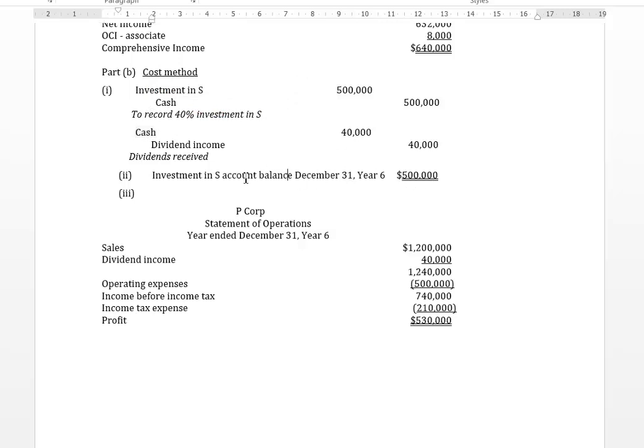Okay. Now the investment in S account balance is what you said it should be based on the fact that we're using the cost model. It stays at cost, right? So now you can see our statement of operations, because we have no OCI on it, no discontinued operation, either our own or from the company we're associated with, S. We just book dividend income underneath sales to get total revenues, deduct our expenses and our income tax, and we get profit after tax of $530,000. Notice I haven't called it comprehensive income in this case because there is no OCI, right?